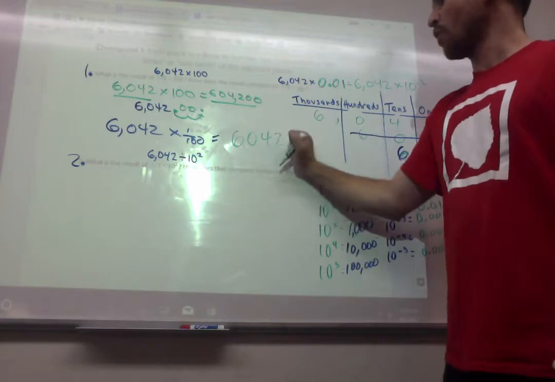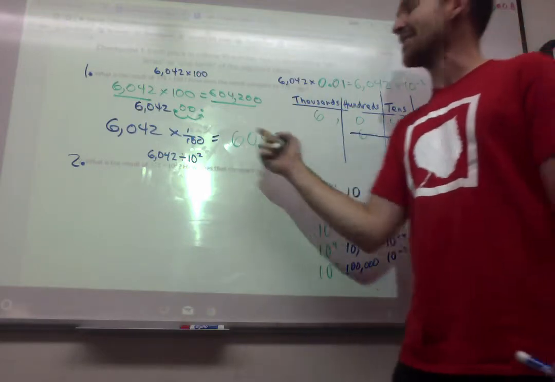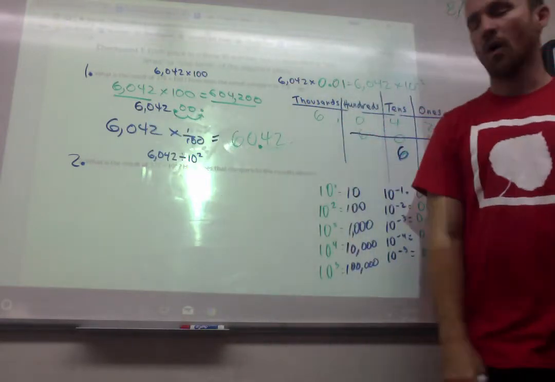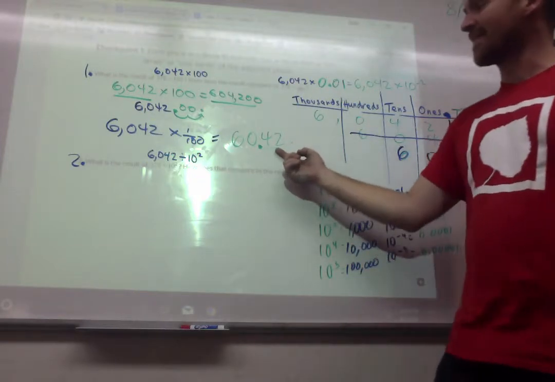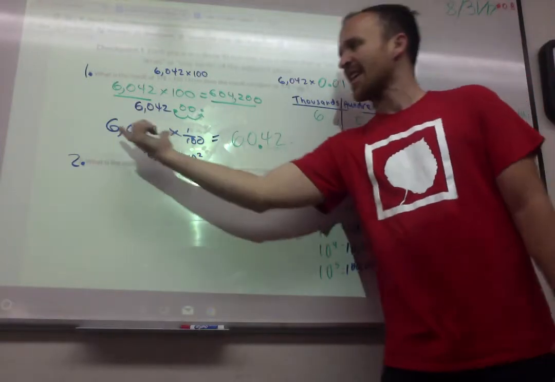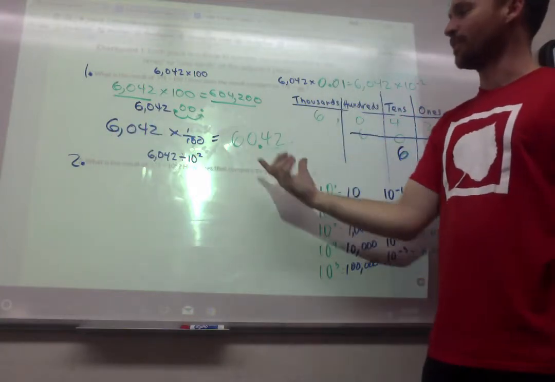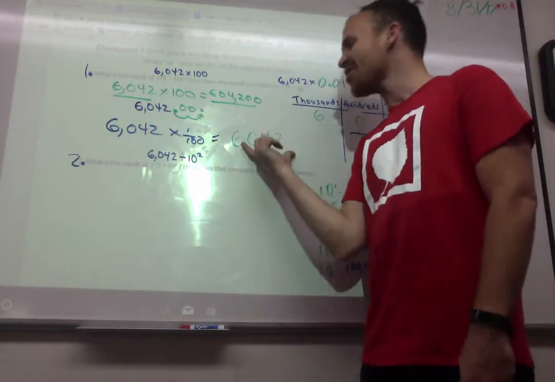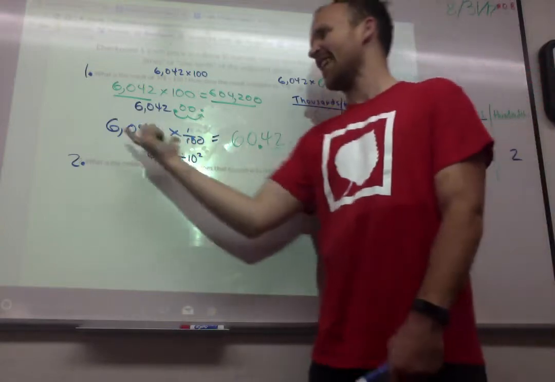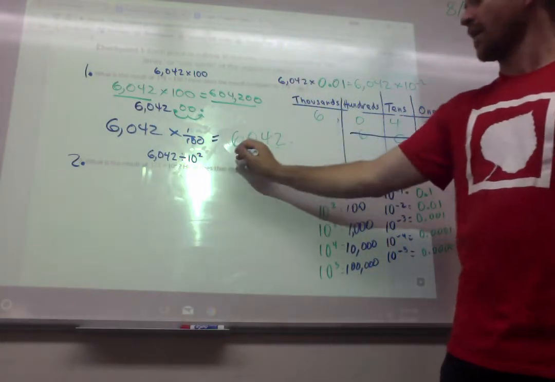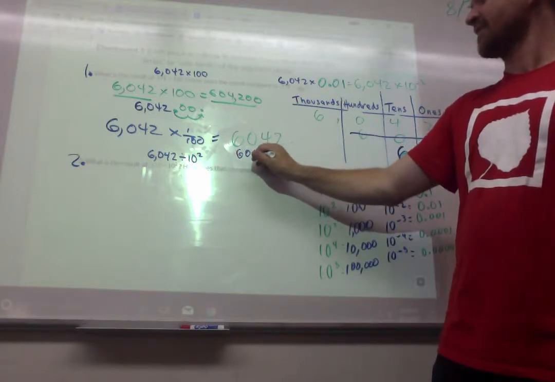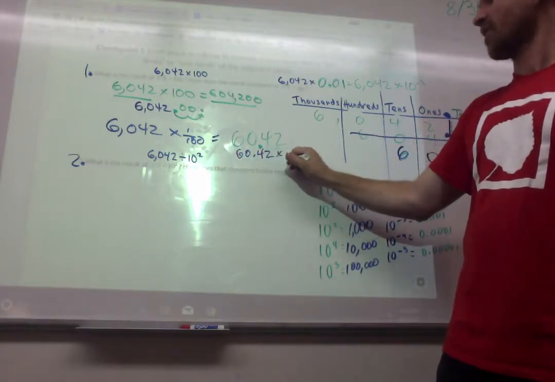60 and 42 hundredths is 100th of 6,042. If I multiply this number by 100, I would get 6,042. If I had 100 of these, I would get 6,042. Now let's do that check real quick. Let's multiply it by 100 and see if we get back to where we started.